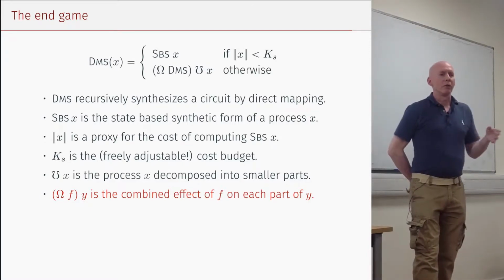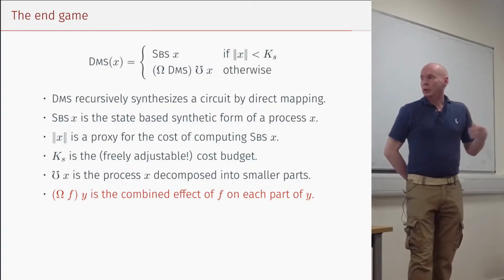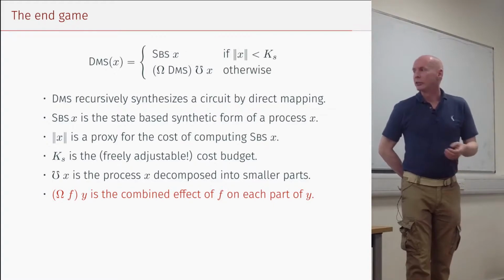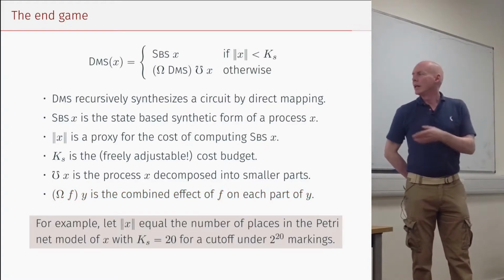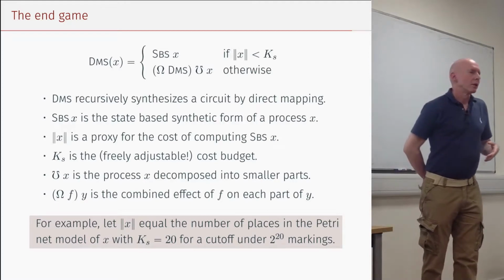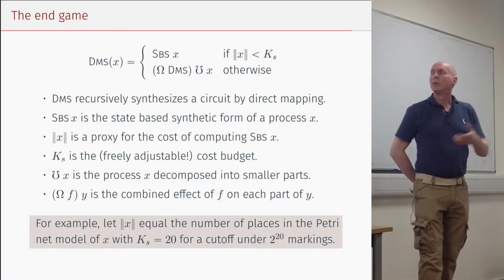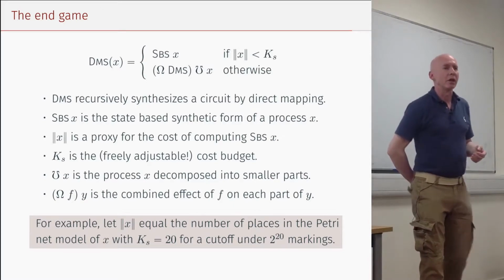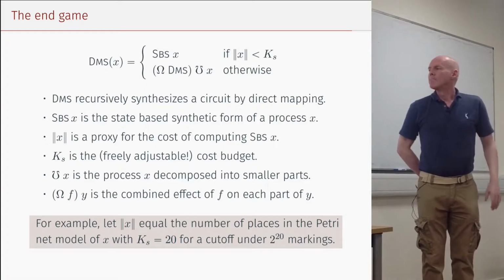The details of all of it are in a reference that I'm going to give in a moment. So, just for the sake of concreteness, we could say that our cost metric is the number of places in the Petri net. Anything up to 20 places can't possibly have more than 2 to the 20th markings. We can handle that. We'll just do that by state-based synthesis. If it's bigger than that, though, then we'll have to break it up.